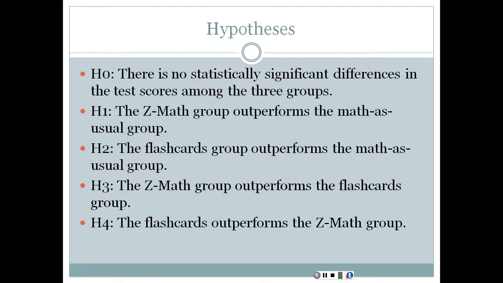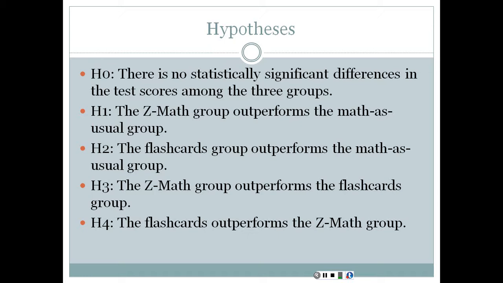Now, our hypotheses for an Anova test are a little bit different. So notice we have more comparisons to make. We have 3 groups now, and since we have more groups and more comparisons to make, that will result in more hypotheses. Our null hypothesis, remember that there's no effect at all, so I would say there is no statistically significant difference in the test scores among the three groups.